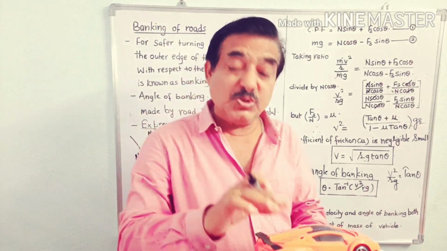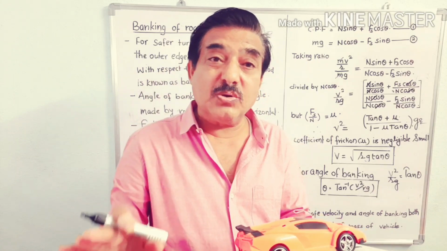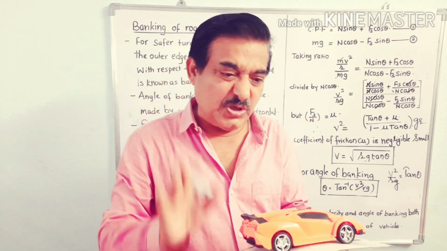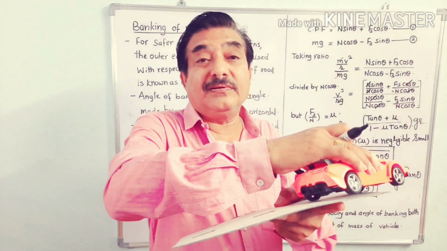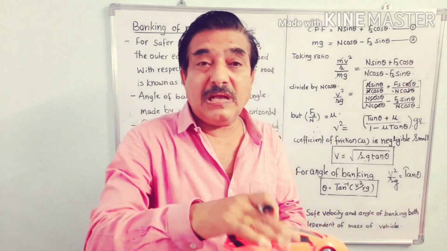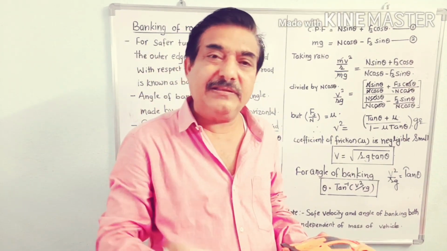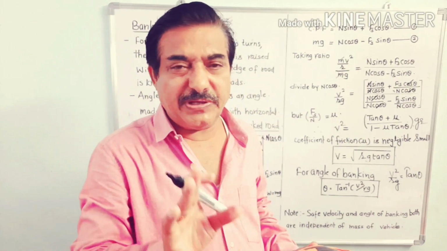So this banked road, it behaves as an unbanked road if we cross the limit of safe velocity.